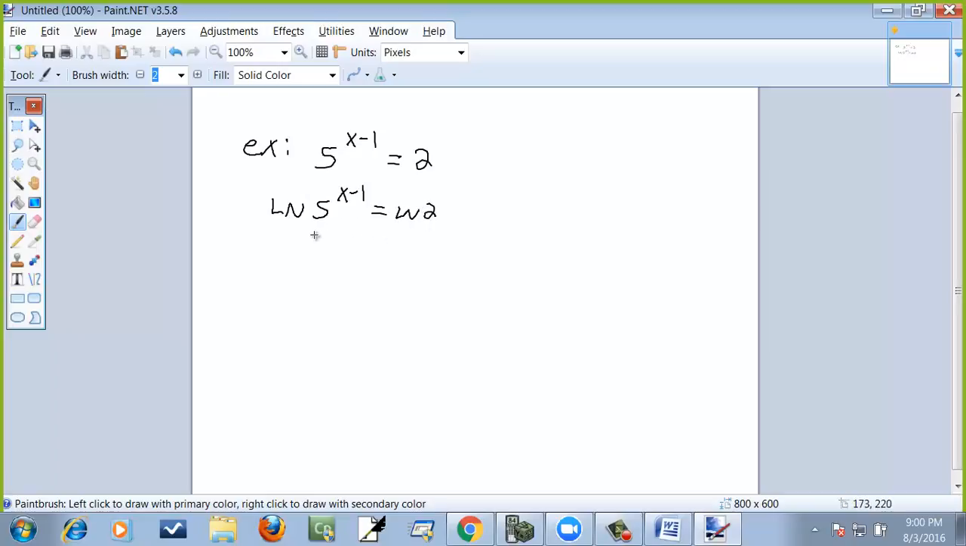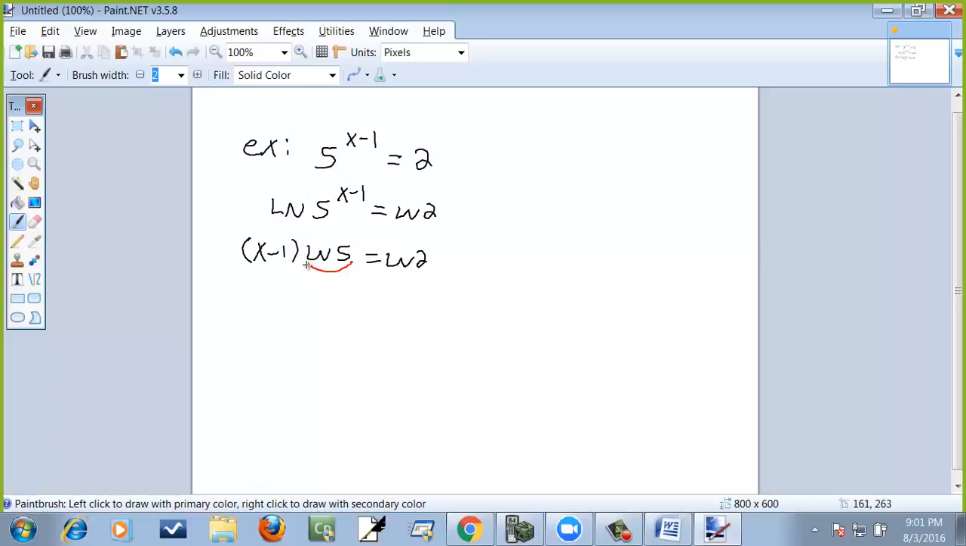Step 3, use properties of logs, get the variable out of the exponent. Remember, if you have an exponent here, you can put it out in front of your log. Now, since there's 2 terms, I have to keep parentheses around the x minus 1. Now we want to solve for x. And our first step is to get rid of parentheses. Now natural log of 5 is next to the parentheses, so it indicates multiplication.